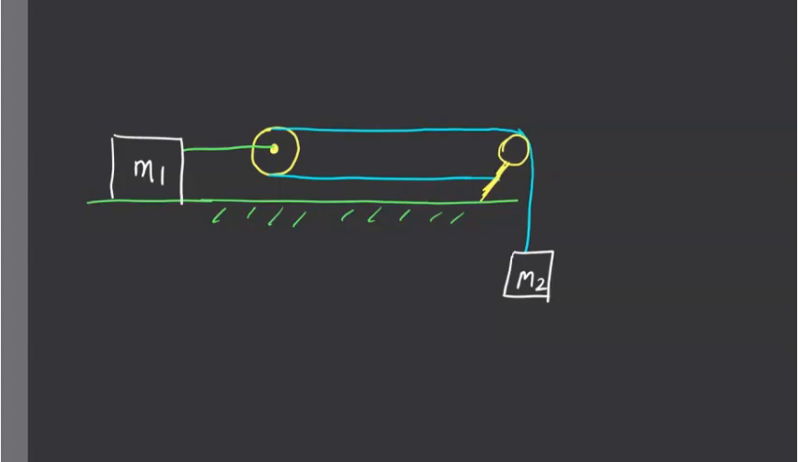Let's look at another constraint over here. So this is an example of pulley constraint again. So let me describe the system first. There are two blocks, M1 and M2.